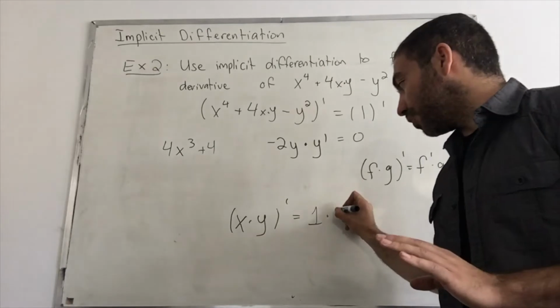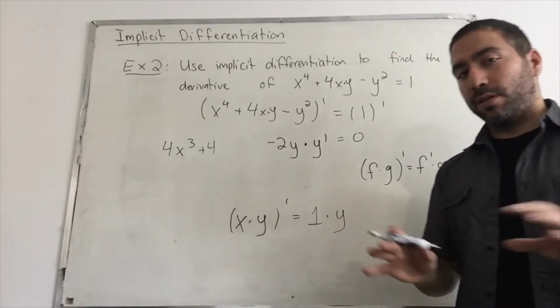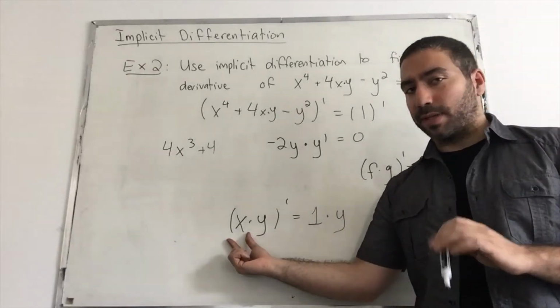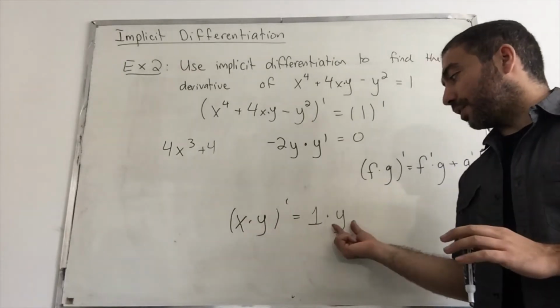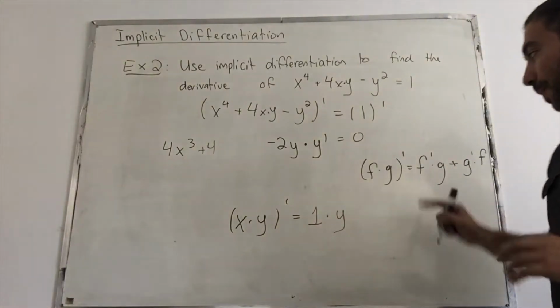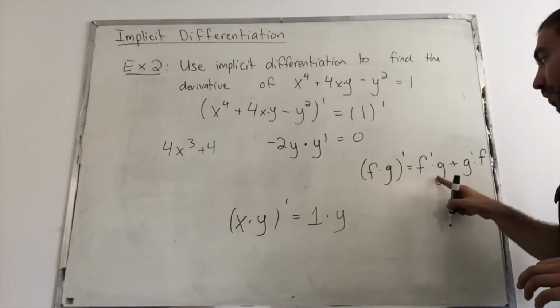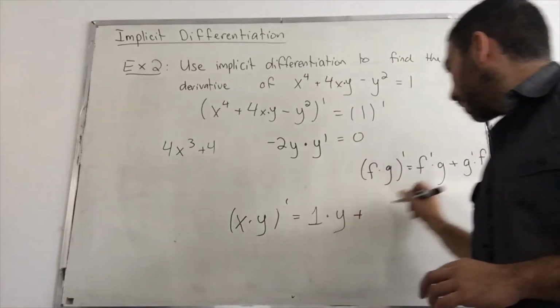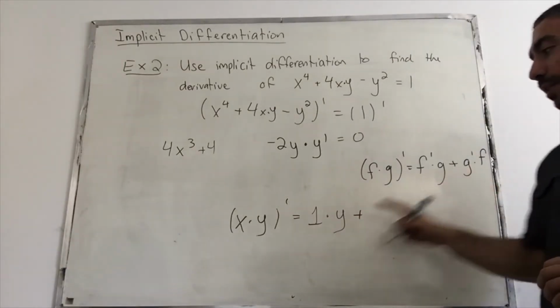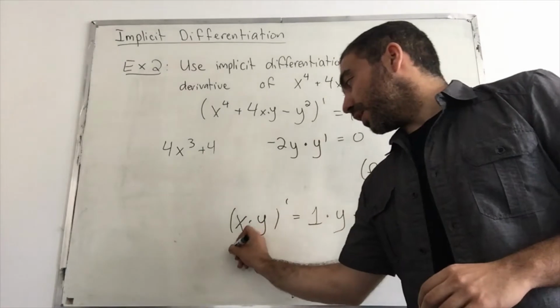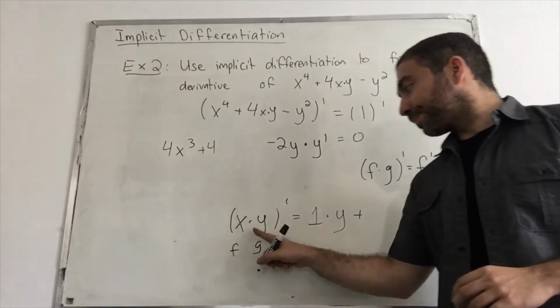So we're not deriving it. There's no y prime that appears because we took the derivative of x with respect to x. That's fine. The y, we didn't take the derivative. We just rewrote it. Okay. We're following our product rule. Plus sign. And then we have g prime. So we're taking the derivative of g. X was f. Y was g.